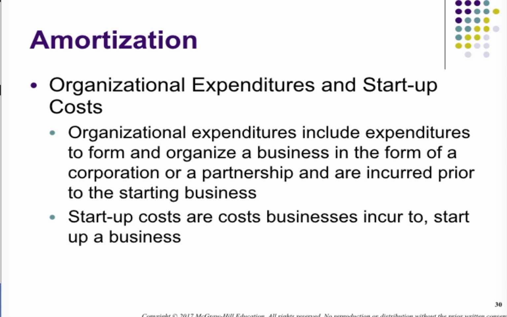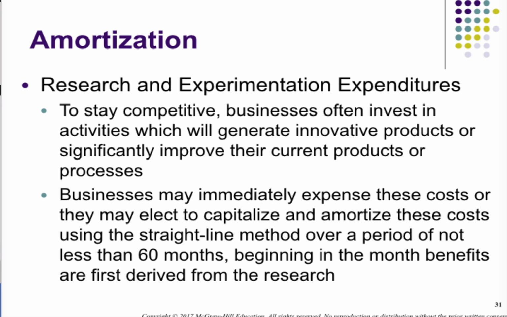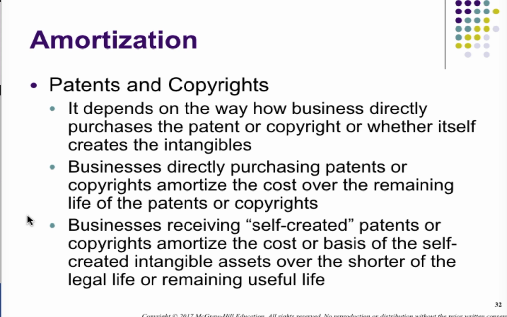This is just explaining what startup costs are. I won't get into that too much. Research and experimentation, also known as research and development. Typically, you're able to either immediately expense, as you can see in the second bullet point, or capitalize and amortize these costs over at least a 60-month, 5-year period, beginning the month benefits are first derived from the research. So basically, typically that means when this research is monetized.